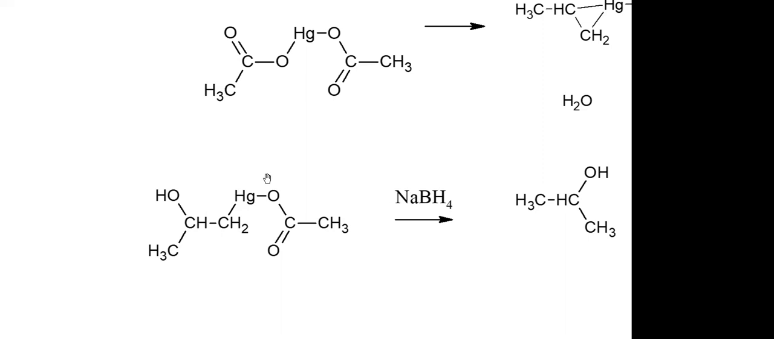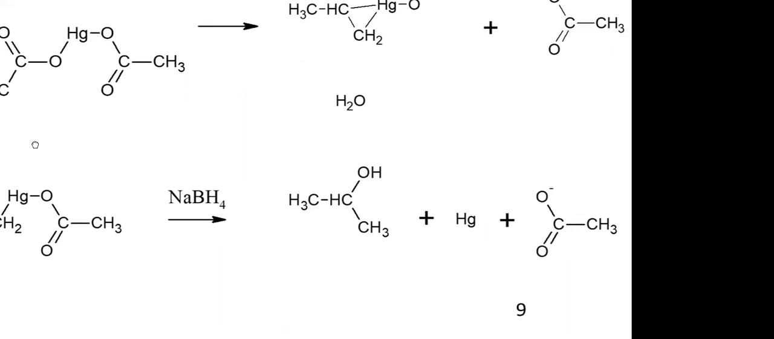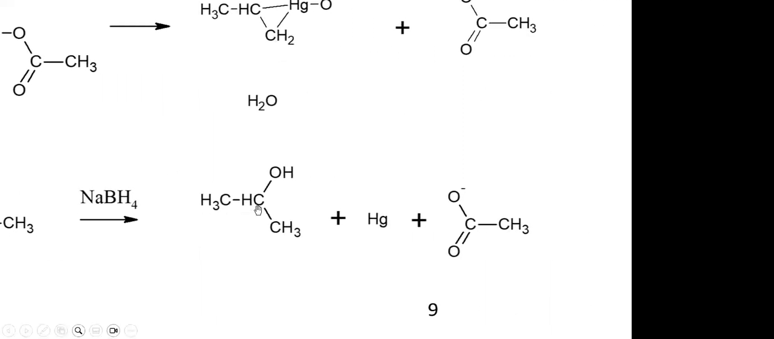More specifically, the mercury gets reduced. And so we actually wind up making metallic mercury as a byproduct here. And we get our alcohol out of it.